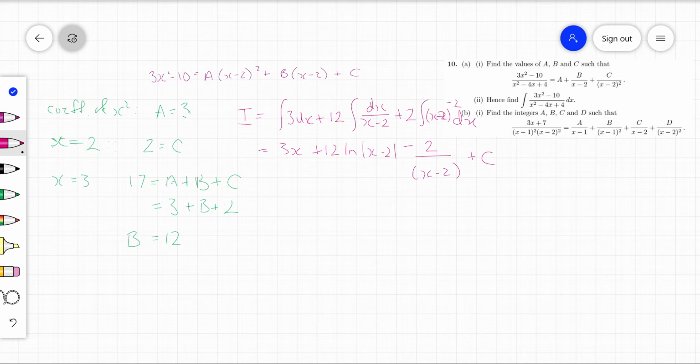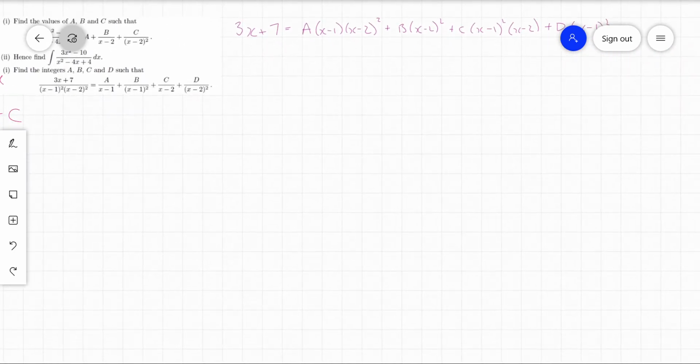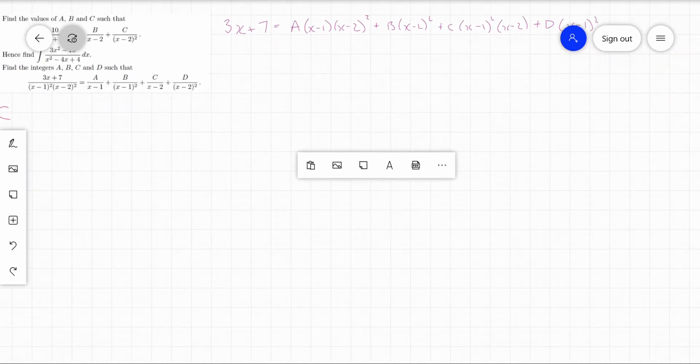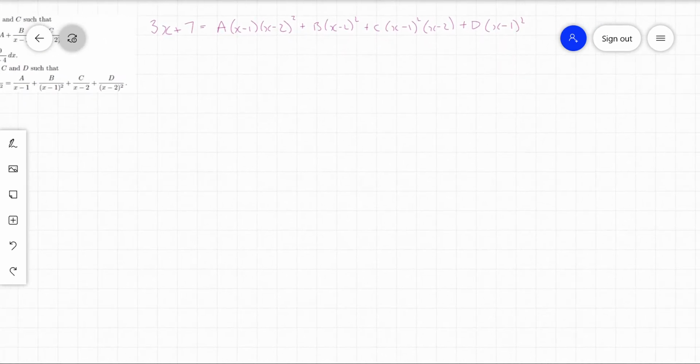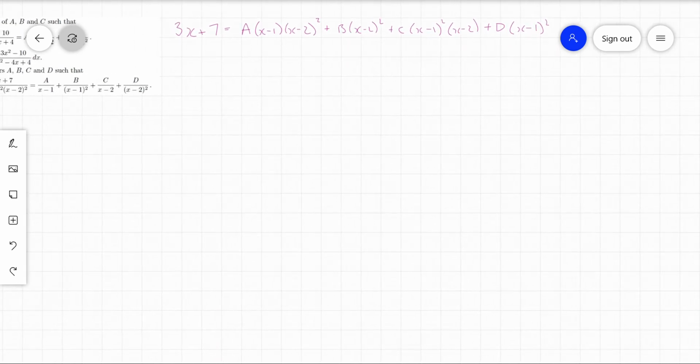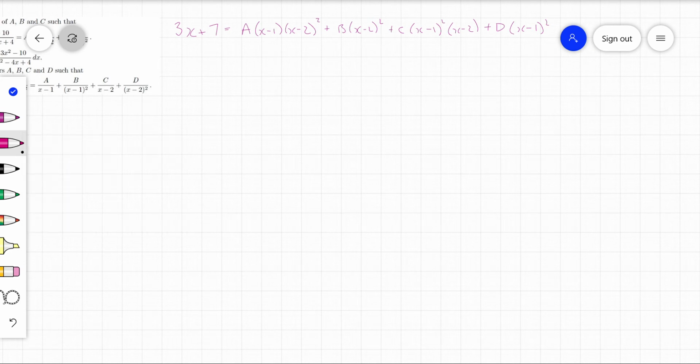Alright, we're doing a similar thing for part B. So let's have a look at part B. First of all, we've got to find the integers a, b, c, and d, and so you can see it here. You've written it over here. Okay, so in order to find that out, we can also do coefficients, and we can also sub in. We can do a number of things.